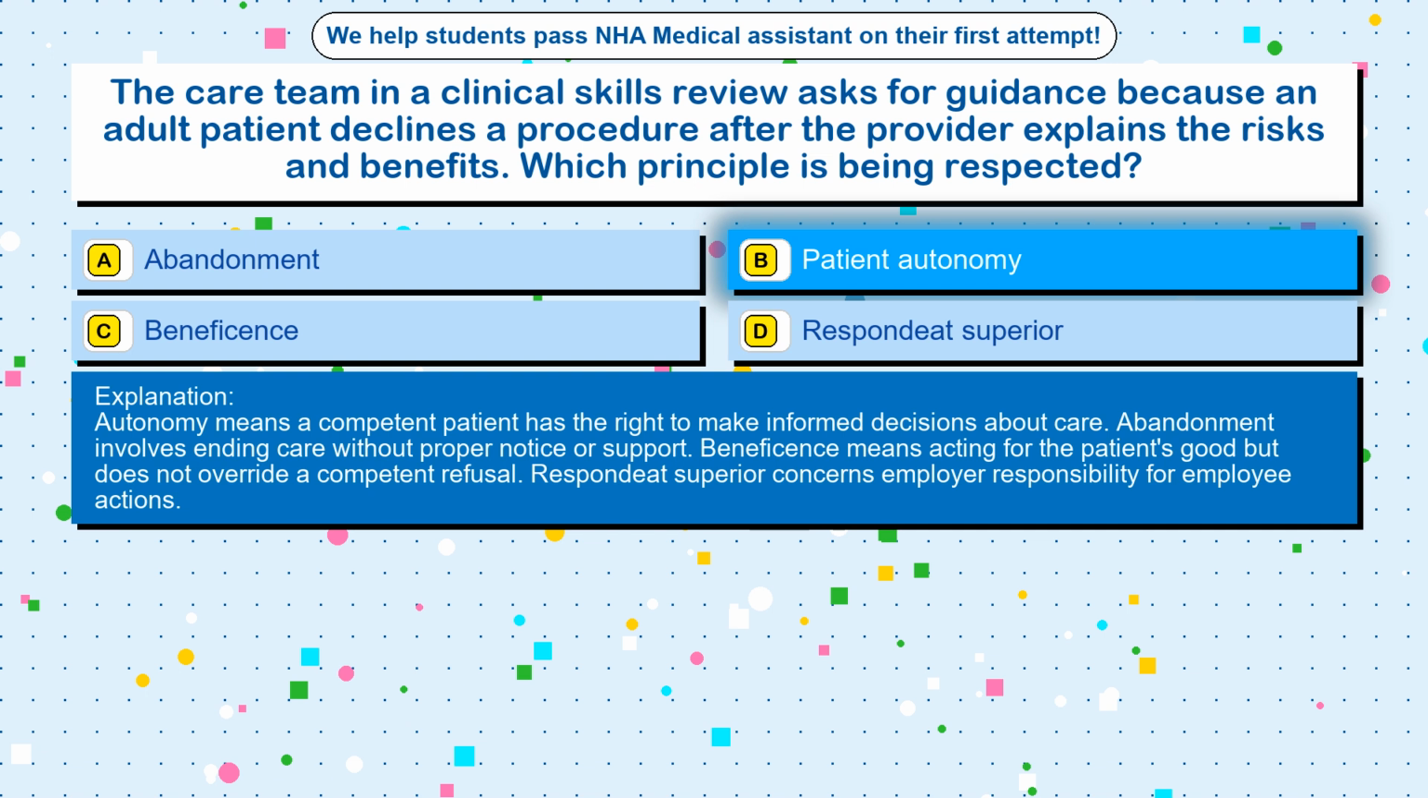Autonomy means a competent patient has the right to make informed decisions about care. Abandonment involves ending care without proper notice or support. Beneficence means acting for the patient's good but does not override a competent refusal. Respondeat superior concerns employer responsibility for employee actions.